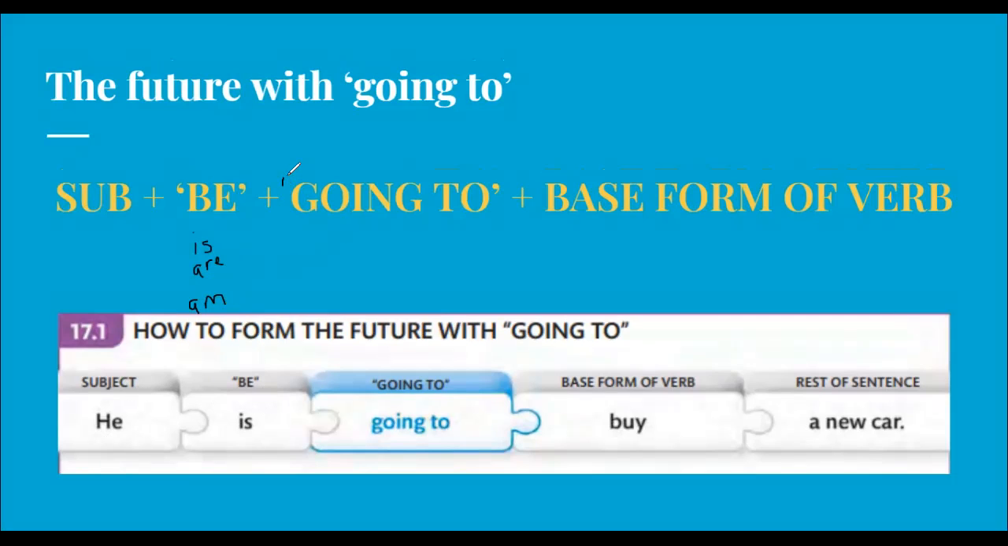And then going to is compulsory, ये जरूर आता है. So subject plus be form plus going to plus base form of the verb. Base form जो डिक्शनरी में फॉर्म होती है जिसमें कुछ नहीं लगा हुआ होता, s वगैरह कुछ नहीं लगा हुआ होता, तो simple buy. He is going to buy a new car.